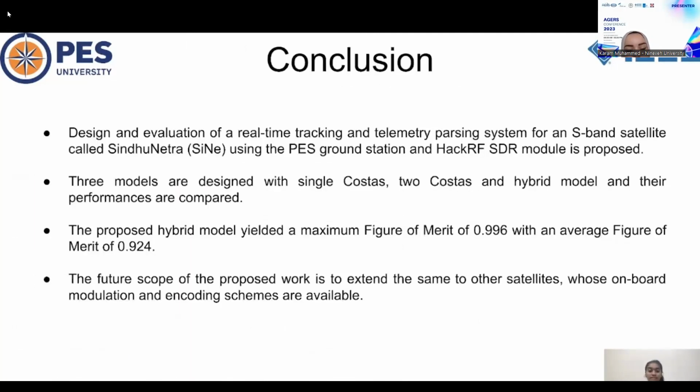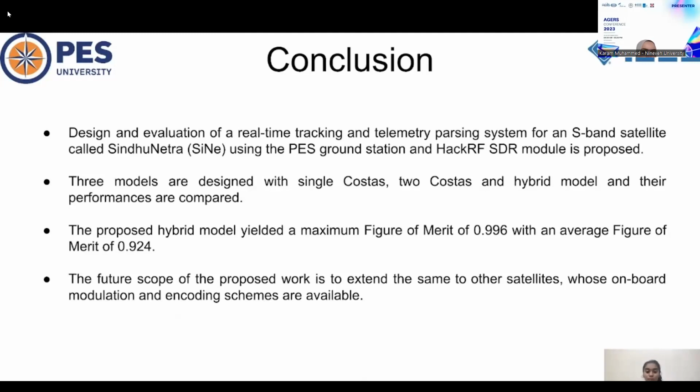So we conclude that the design and evaluation of the real-time tracking and telemetry parsing system of an S-band satellite called Sindhunetra using the PS ground station and HackRF SDR module is proposed. Three models are designed with single Costas, two Costas and hybrid model and their performance are compared. The proposed hybrid model yielded a maximum figure of merit of 0.996 with an average figure of merit of 0.924.